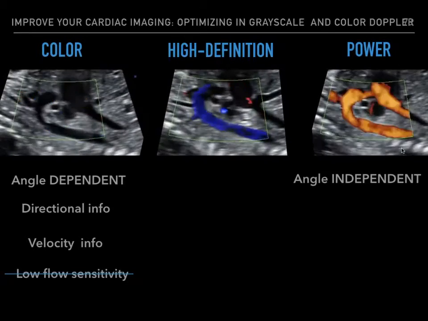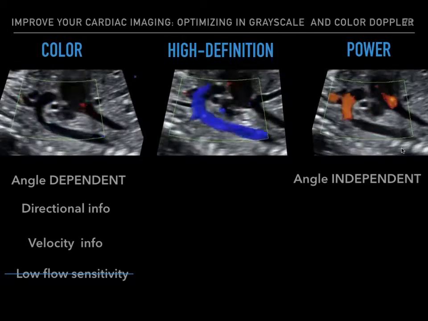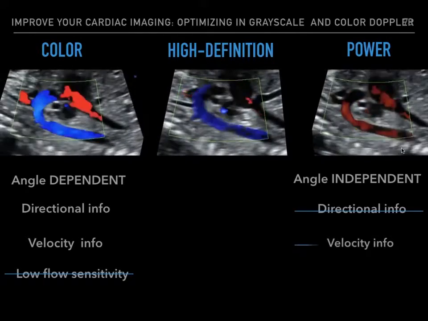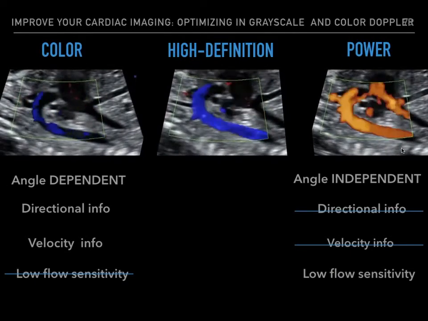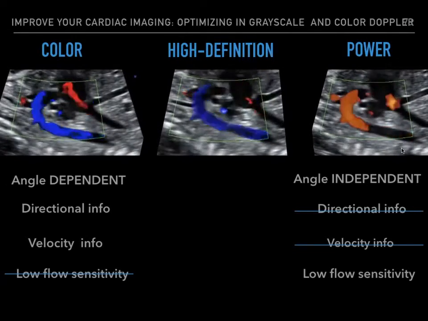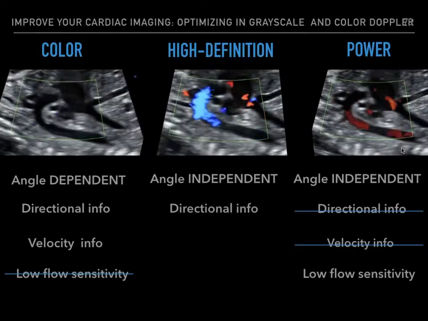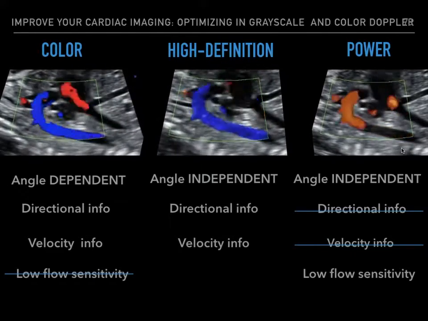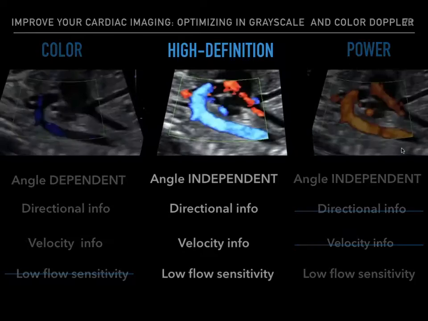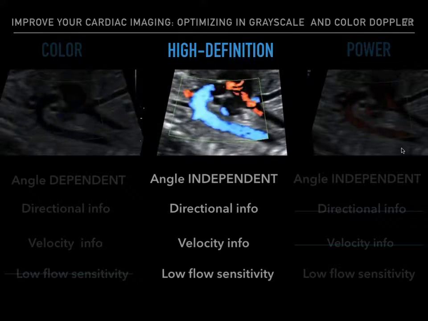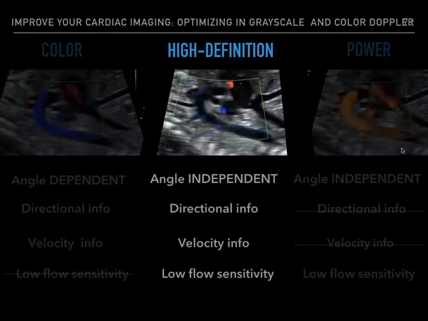Power Doppler is angle independent, and this is being able to detect right angles to the beam. It does not provide directional information, as we all know, or velocity information, and has the ability to have high detection for low flow sensitivity. High definition Doppler, on the other hand, is also angle independent, just like power Doppler, but also provides directional information, velocity information, and has the ability to detect low flow sensitivity. So when actually comparing all three, high definition Doppler has been shown to be superior to power and conventional color Doppler in most aspects.